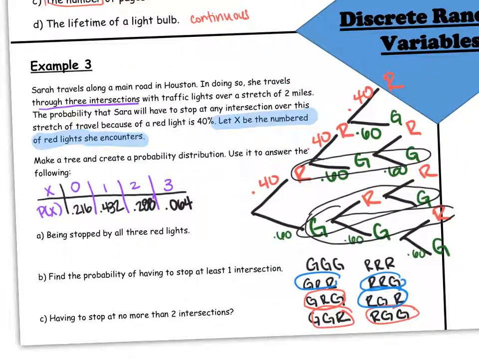The first question says, what's the probability of being stopped by all 3 red lights? So how do you write that? The probability that x is equal to 3. And that's equal to 0.064.